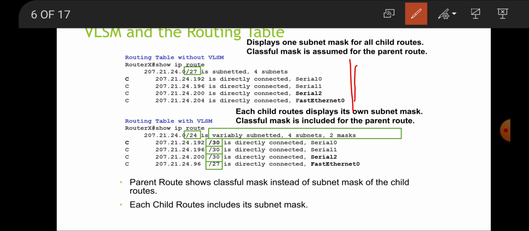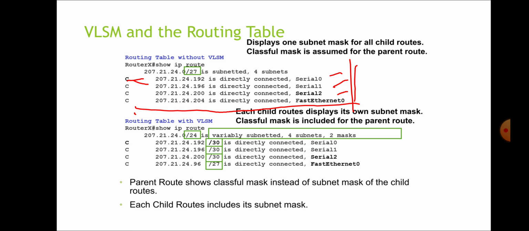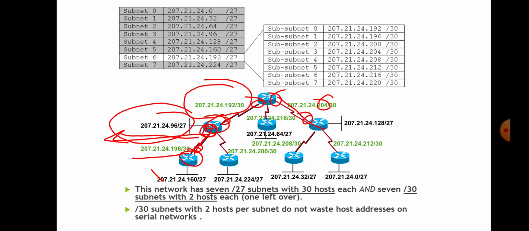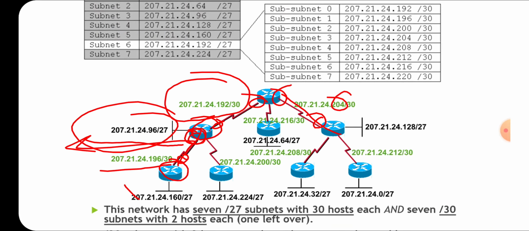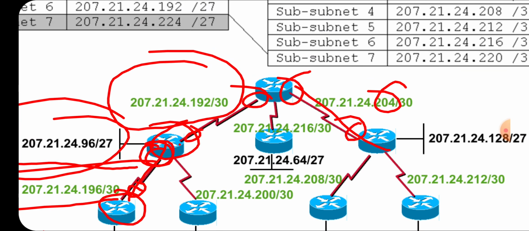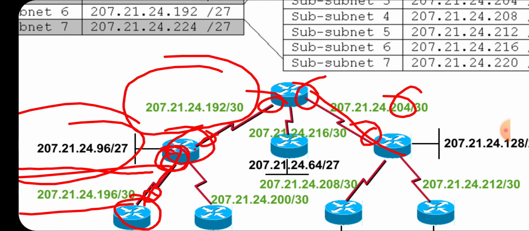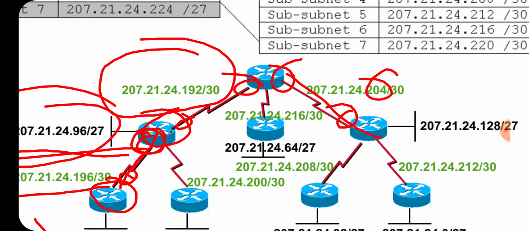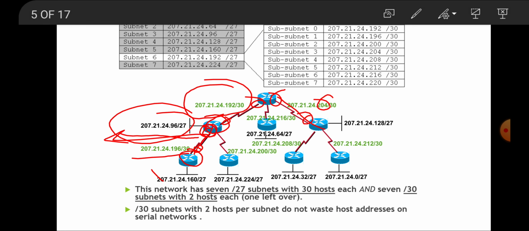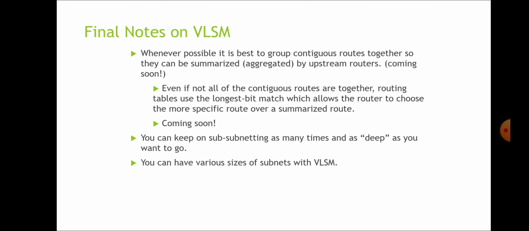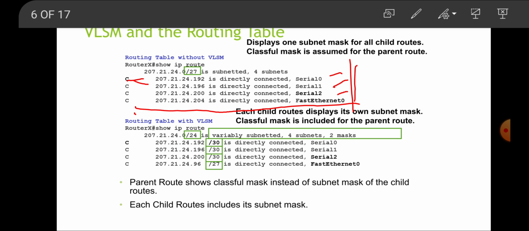207.21.92 is shown as C, that is serial 0/1 connected, serial 1, serial 2, and this 204 is directly connected to fast ethernet. If you go here, you will understand. These are the serials, this is serial, this is serial. Router ends are serials. Again, they have shown the same for the next routing table.